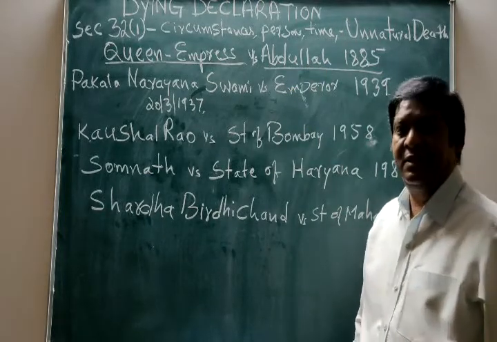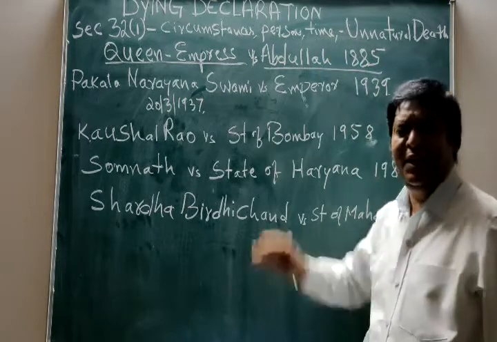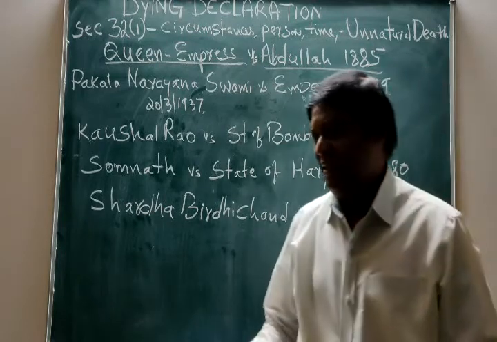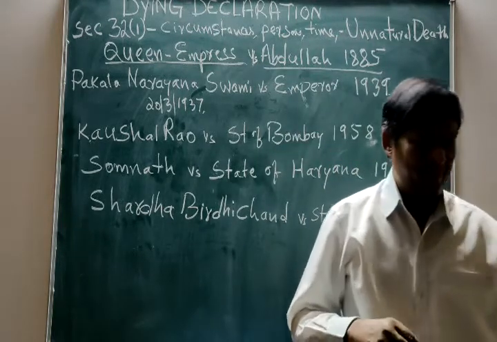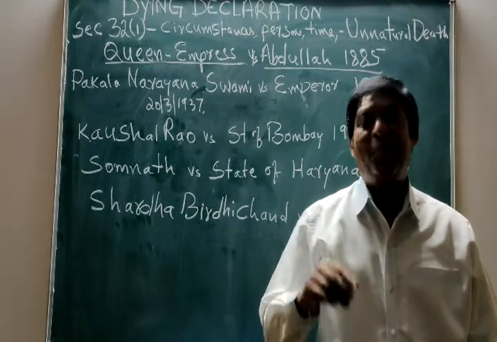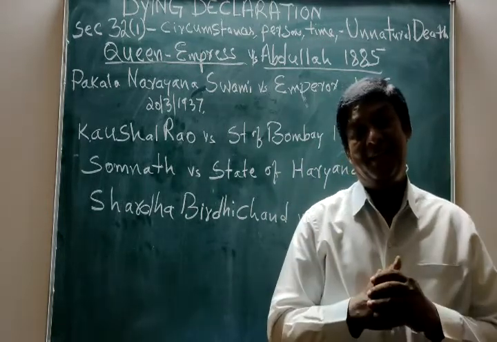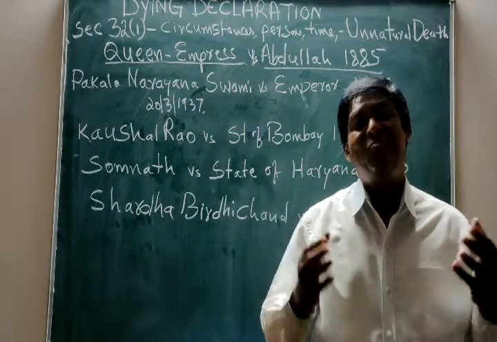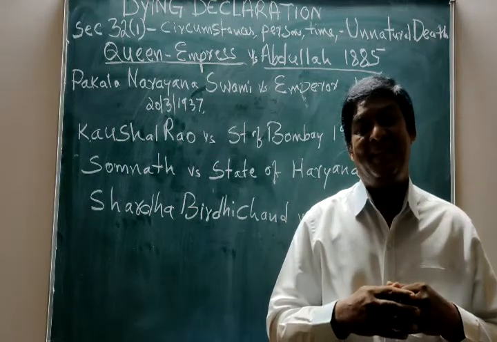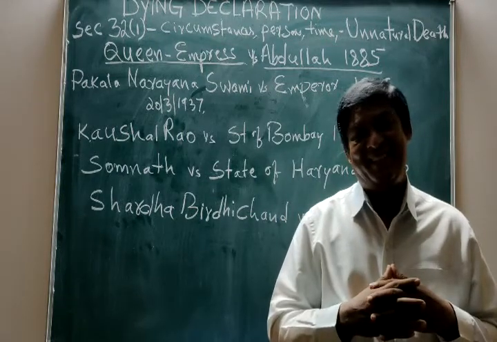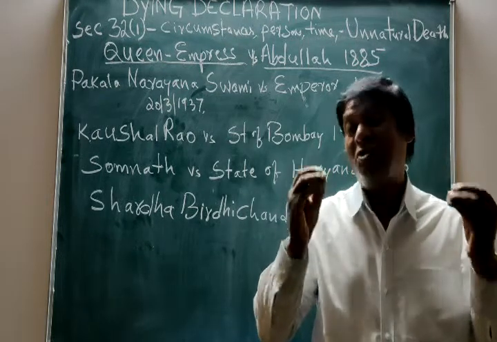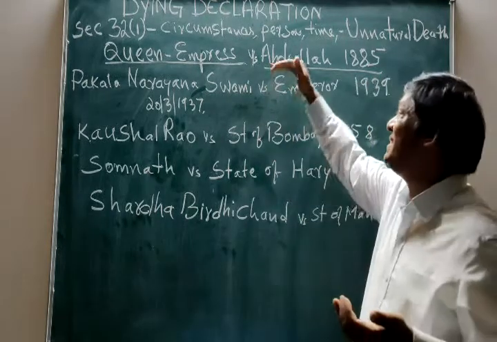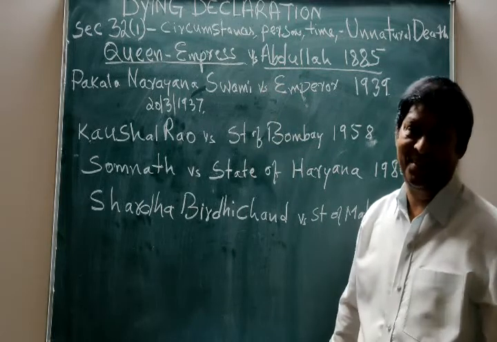Queen Empress versus Abdullah, 1885. You know, a female's life is a painful life. Some females will be very happy. They will spend the time with their husbands. But some females have to serve the society as prostitutes. So this is the case of a prostitute.